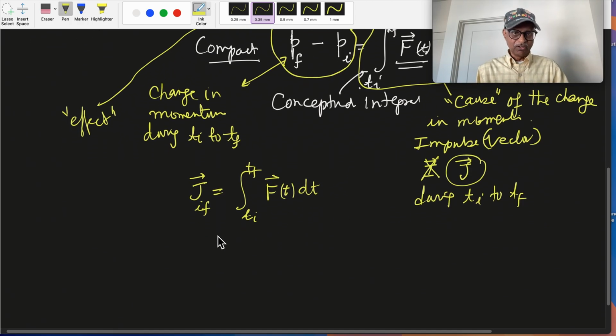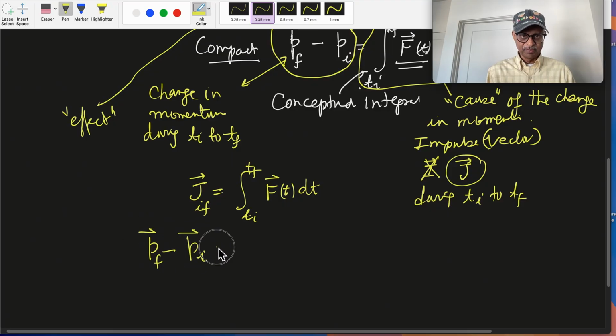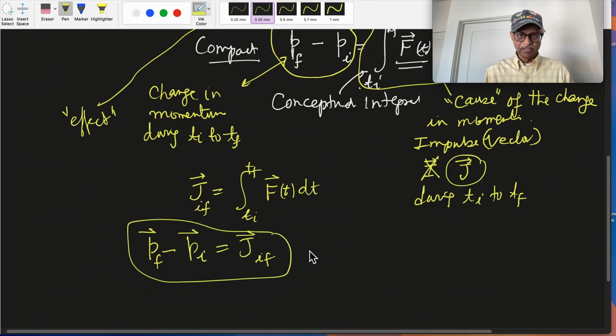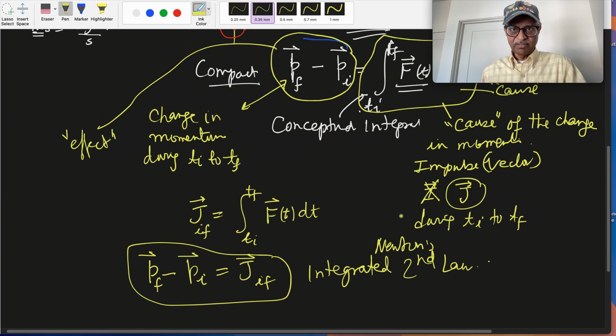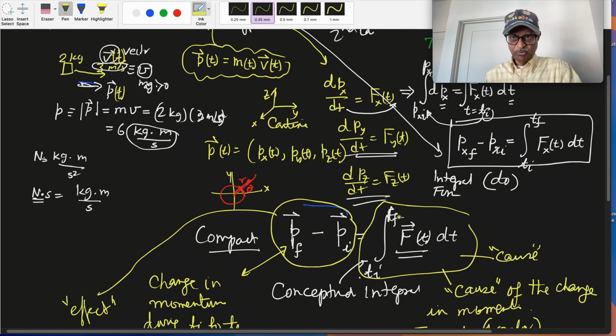So you can write down Pf minus Pi is J from initial to final. This is the integrated second law. This is Newton's second law. All right, so that's a conceptual thing. I hope you got that.